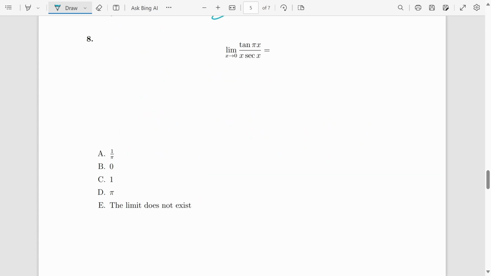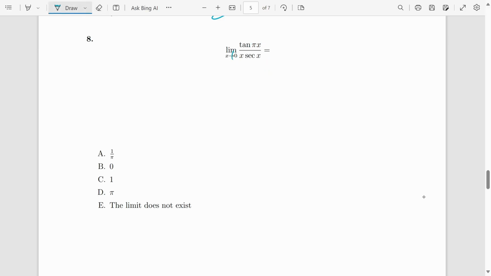Question 8, evaluating this limit here. This looks pretty nasty though. This is tangent of pi times x, if that wasn't clear, which it isn't, so I don't blame you, all over x times secant of x. All right, that's a lot of trig functions.